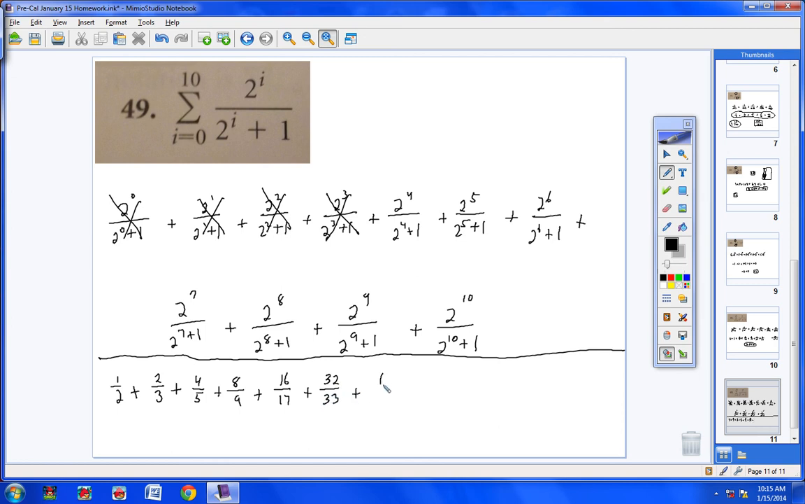Next one, if you simplify it correctly, would be 32/33. The next one would be 64/65. The next one would be 128/129 plus, let's see, 256/257. 1, 2, 3, 4, 5, 6, 7, 8, 9. And the next one would be 512/513, because the very last one here, 2 to the 10th power is 512.